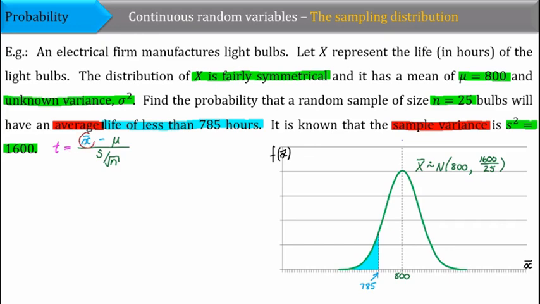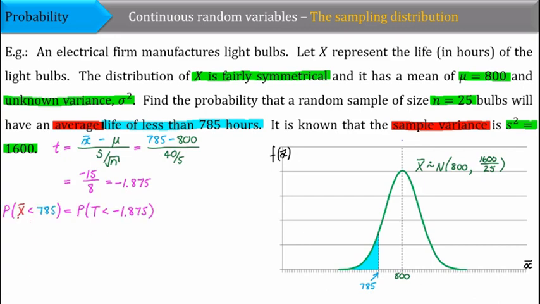We'll still have x bar, we'll still subtract the mean from it, and we'll still divide by the standard deviation. So this is going to be 785 minus 800 divided by 40 over 5, because remember 40 is the square root of s squared, which is 1600, and 5 is the square root of 25. This is the one that I'm using over here, 40 over 5, and that gives us negative 1.875.